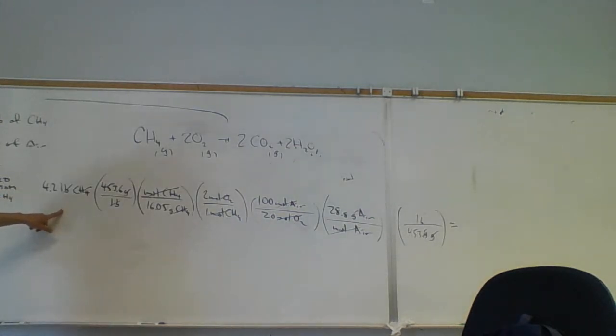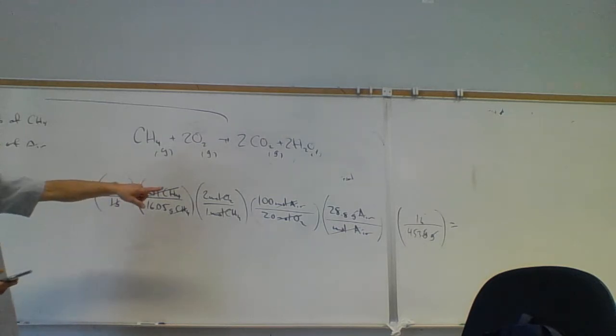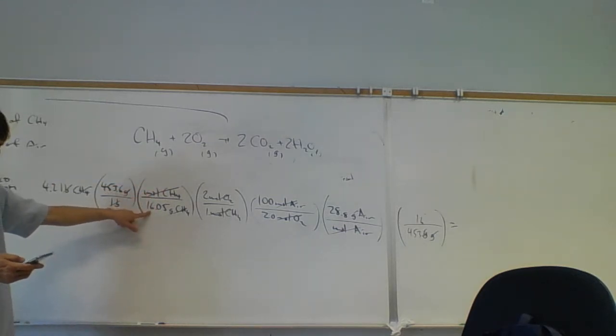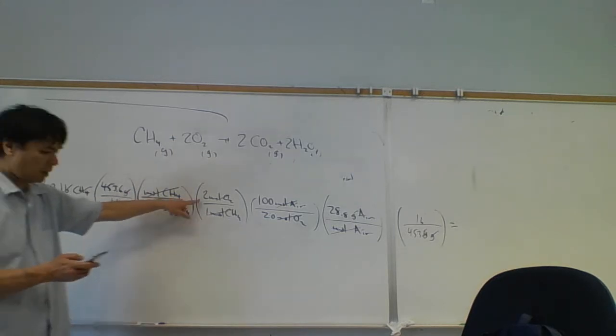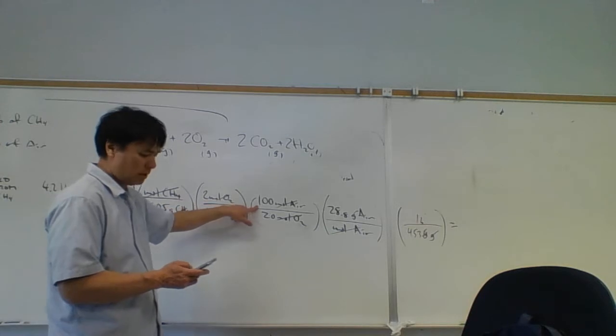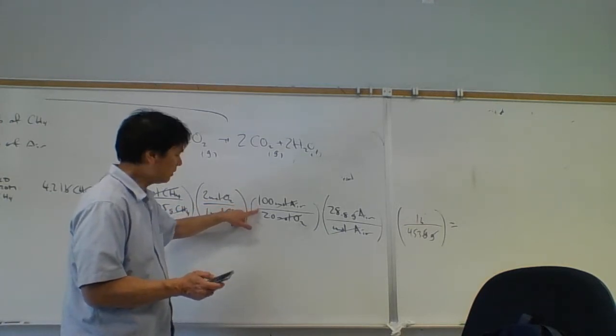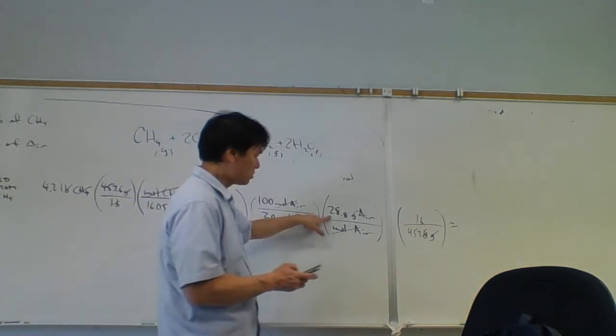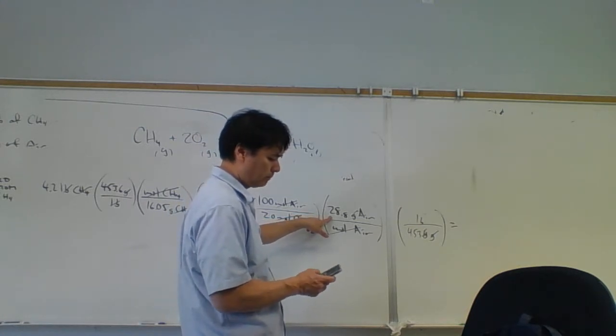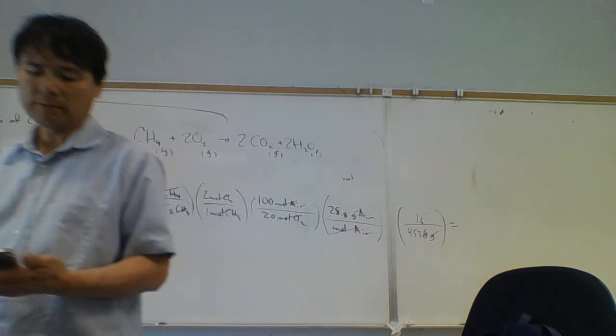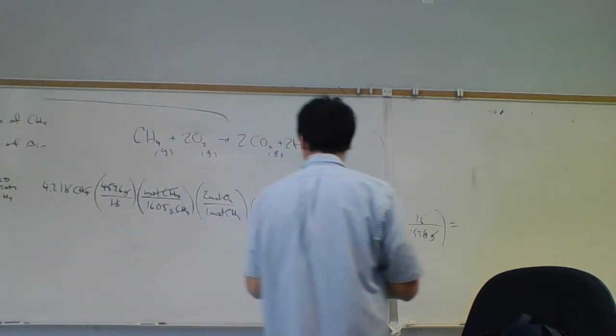In the kitchen, I have enough methane to make, let's see, let's calculate it. It's going to be 4.2 times 453 divided by 453, which cancels, so just go on to the next one. Divided by 16.05 times 2 times 100 divided by 20 times 28.8. And I get 75.36 pounds.